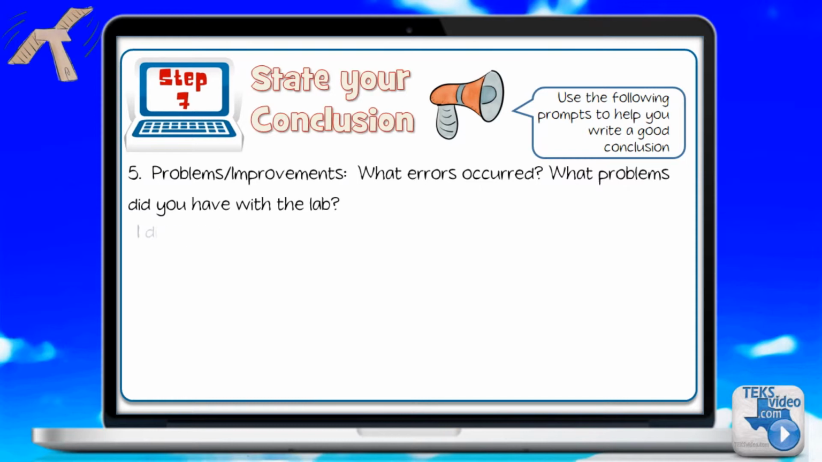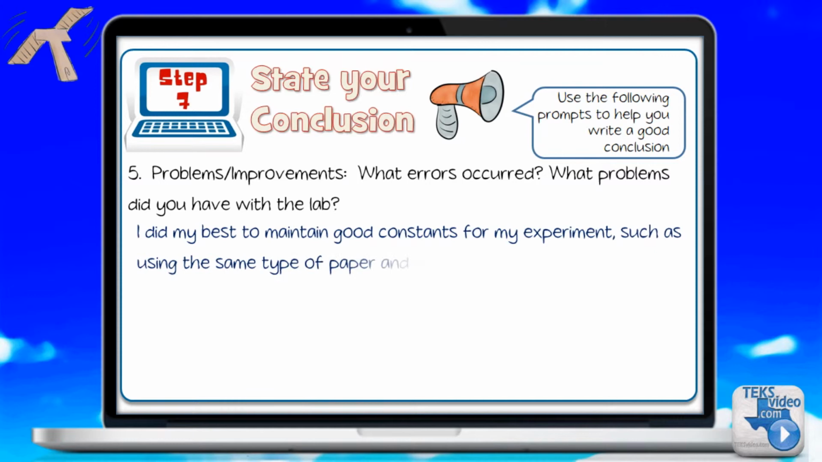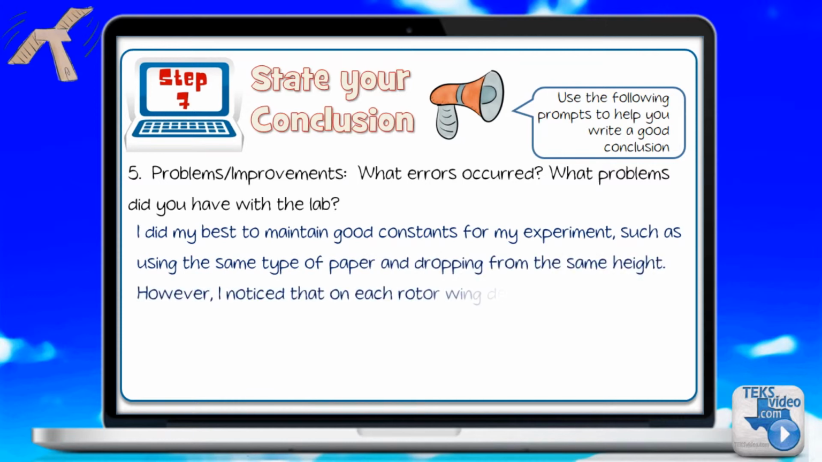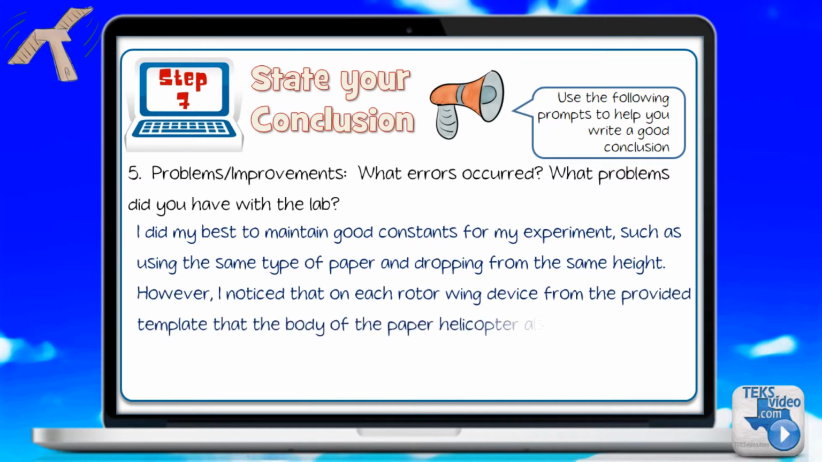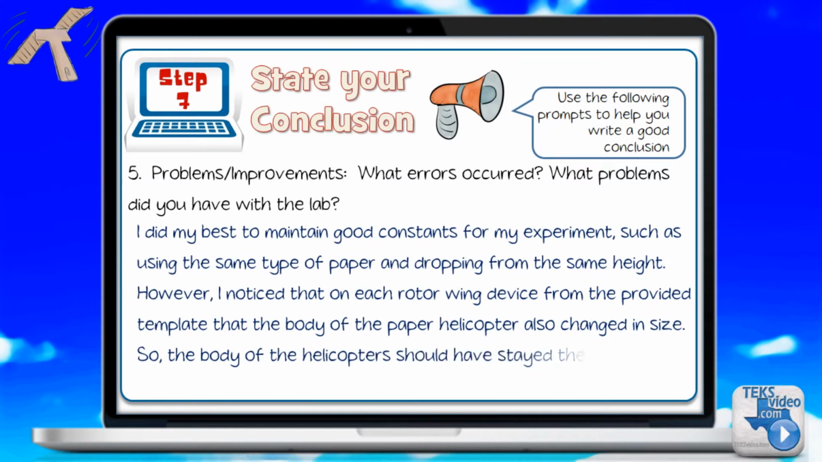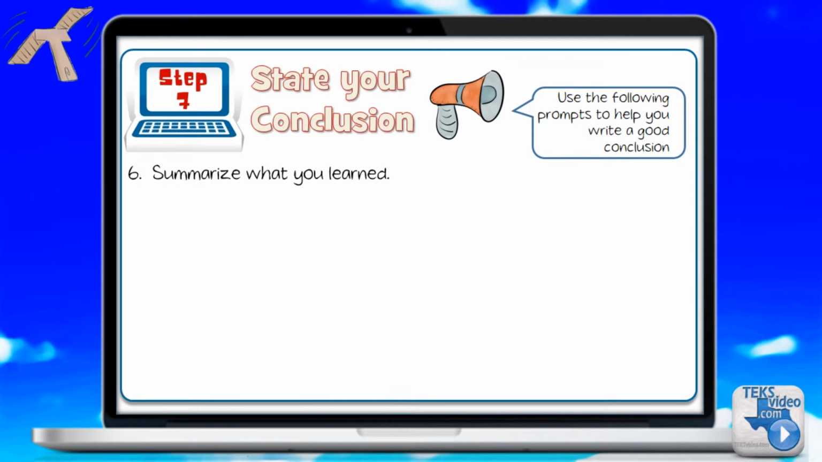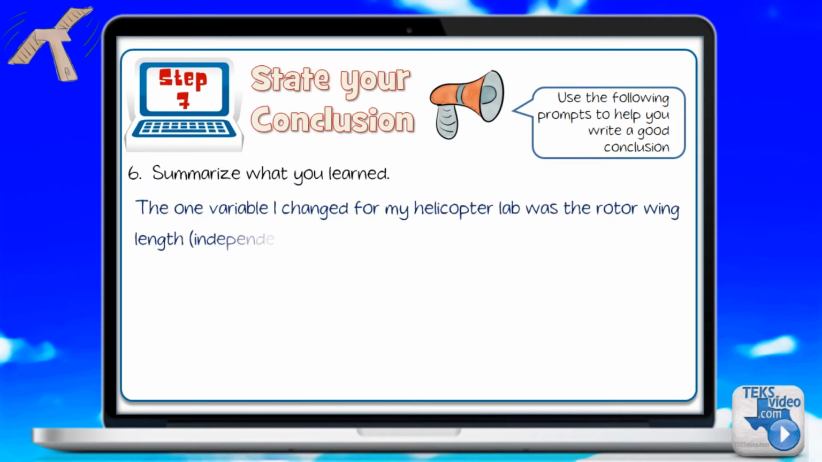I did my best to maintain good constants for my experiment, such as using the same type of paper and dropping from the same height. However, I noticed that on each rotor wing device from the provided template, the body of the paper helicopter also changed in size. So, the body of the helicopter should have stayed the same size with only the wing length changing. The one variable I changed for my helicopter lab was the rotor wing length, the independent variable.